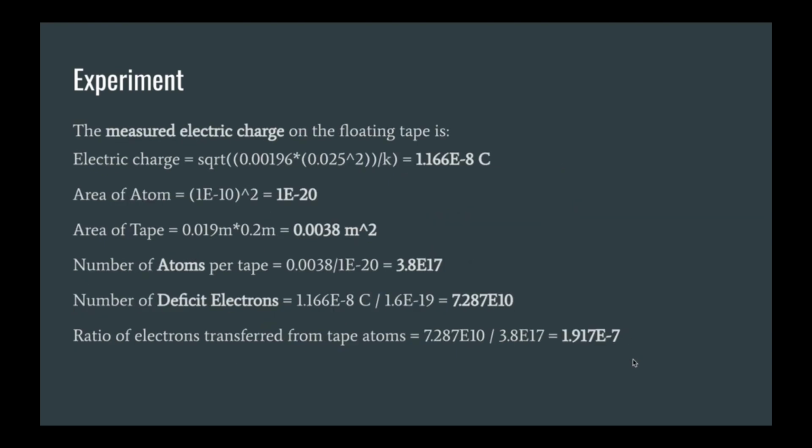The measured electric charge on the floating tape was found to be 1.166 times 10 to the negative 8 coulombs. From this, the area of the atom is used to determine the number of atoms present on the tape. From this, the number of deficit electrons can also be determined, and the ratio of electrons transferred from the tapes is also determined through dividing the number of deficit electrons by the number of atoms per tape. The atoms on the tape are sufficiently separated from each other, so there are no interactions between adjacent atoms. The number of excess or deficit electrons is solely determined by the atoms on the tape surface and is not influenced by external forces.